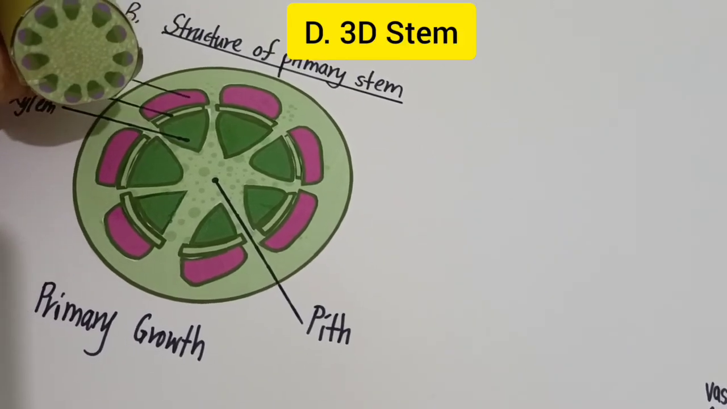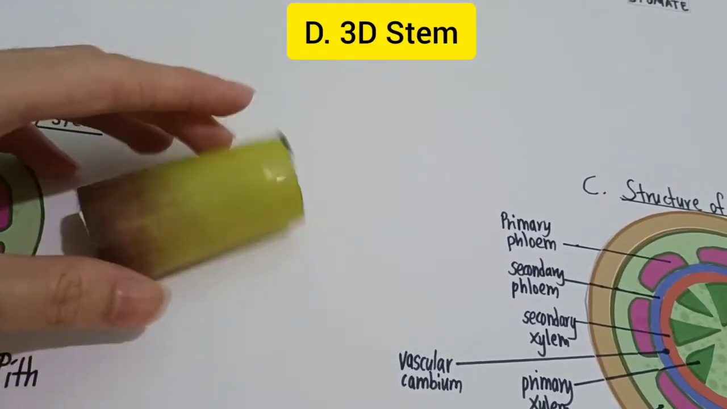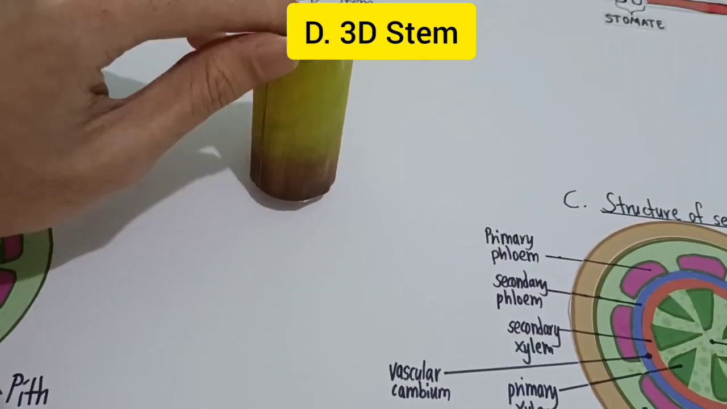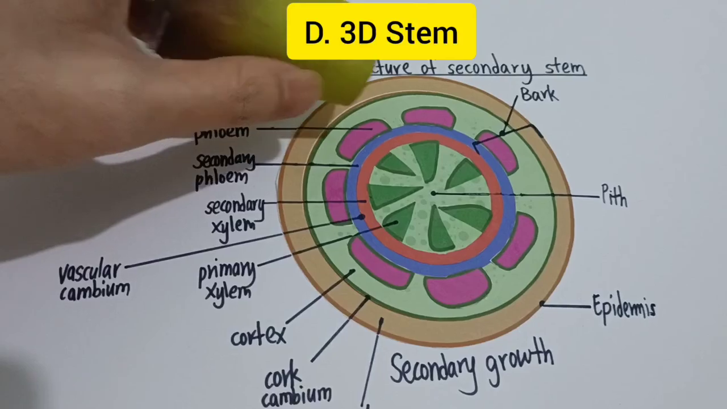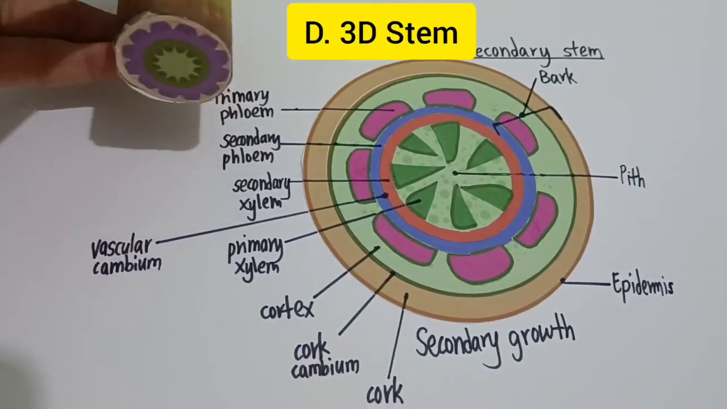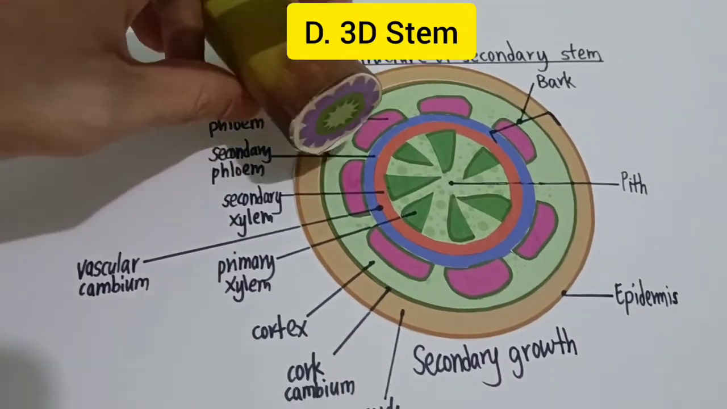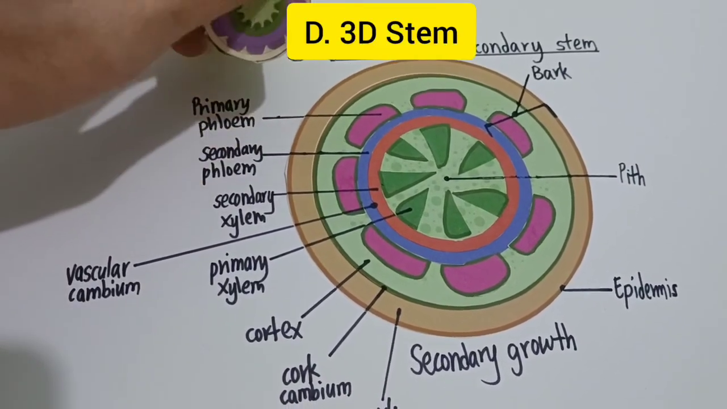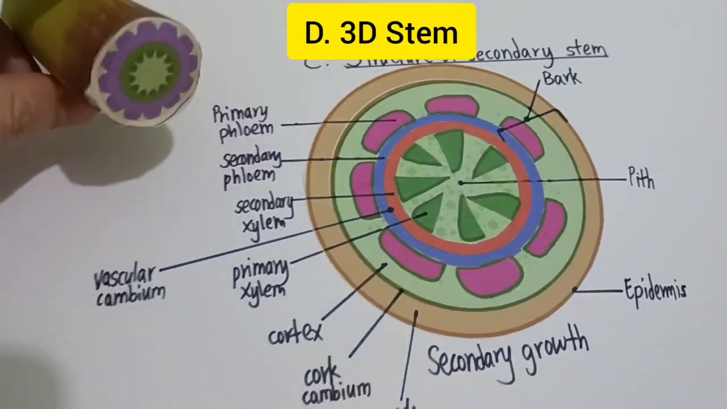Similar, right? As the stem ages, it will undergo secondary growth, and then the secondary stem will be formed. The lower surface here is similar to this structure, right? Basically this lower surface of the cylindrical stem represents the secondary stem structures.